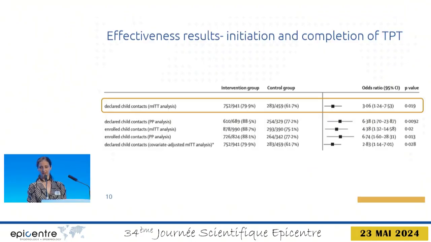So these are the results, and here I want to highlight our primary endpoint, which was initiation and completion of TPT. We looked at this population through different analyses. So we did per protocol analysis, intention to treat analysis, and all showed an effect, and they're all significant. And I just want to highlight the primary endpoint. On declared child contacts, we see that in the intervention group, we have 80% of children who start and complete TPT, and in the control group, we have 62%. And this translates to a 3-fold odds ratio of completing TPT through the intervention model.